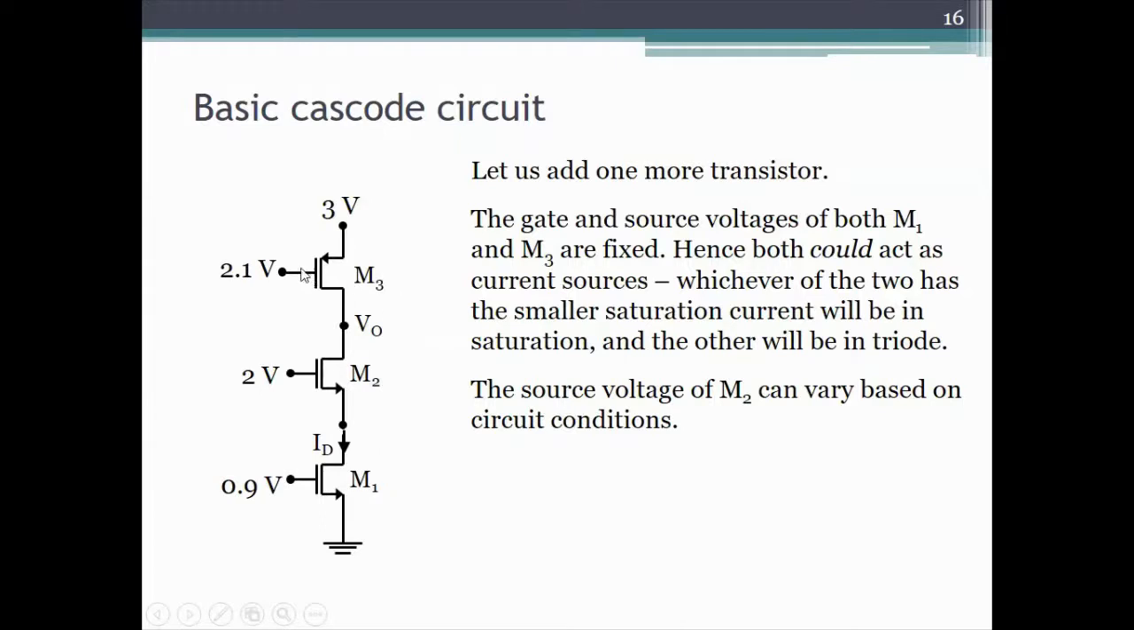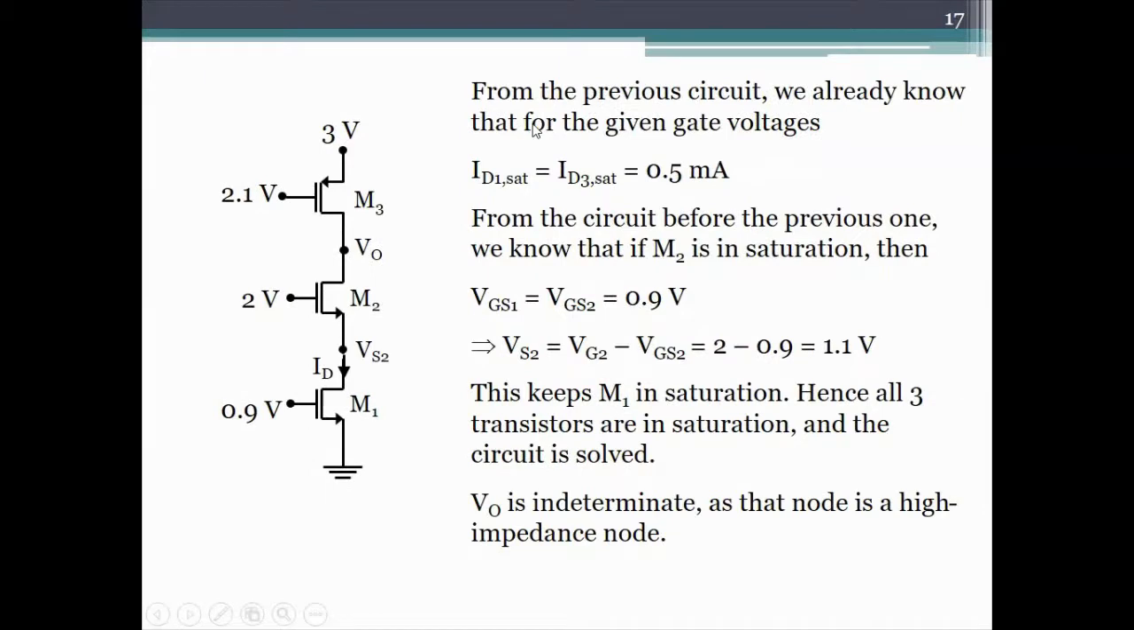So in this circuit, of course, we already saw that with 0.9 and 2.1 volts, M1 and M3 both have the same current and it is equal to 0.5 milliamps. So that will be the current that will flow in this circuit. And the source of M2 will adjust itself so that M2 also carries the same current, 0.5 milliamps. So I have written all this here. M1, M3 is 0.5.